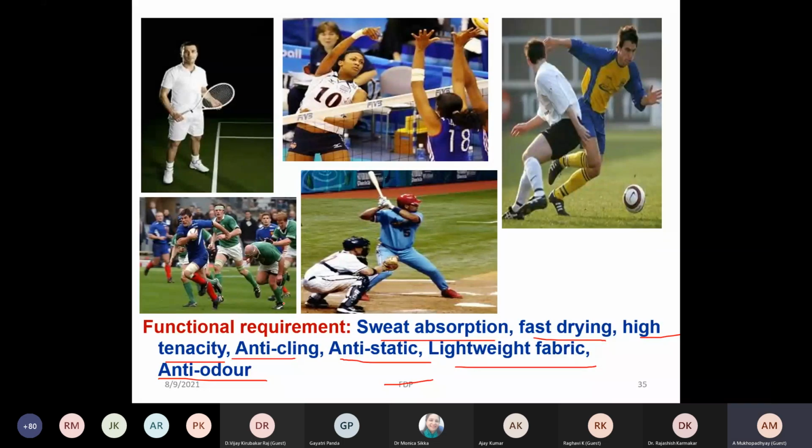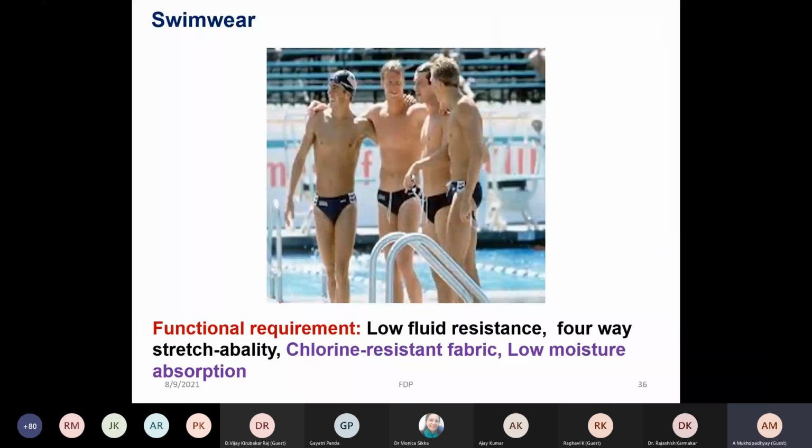Now next I'm coming to the swimwear. In a swimwear, low fluid resistance. That's why it must fit to the skin. That is one of the major requirements. Now, whenever it fits to the skin, obviously you need stretchability, because the skin also stretches to a large extent. So you must have stretchability, chlorine resistance property, low moisture absorption property. These are the requirements for fabric for swimwear. So for swimwear, polypropylene fiber is preferred. Polypropylene fiber can be used for making a swimwear. Nylon fiber also can be used for a swimwear.